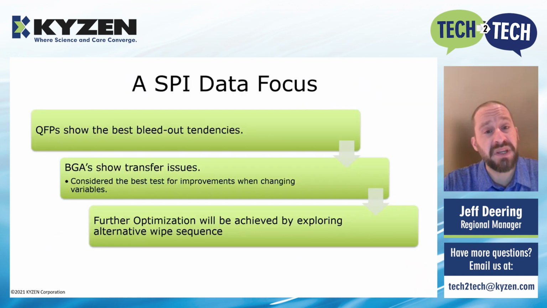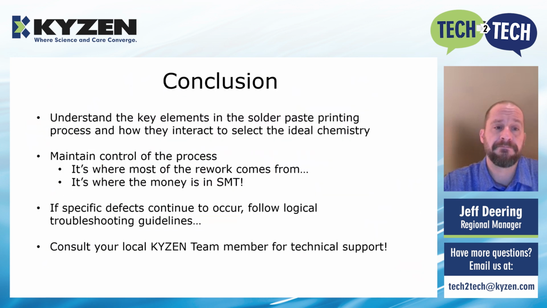When it comes to SPI testing, we need to keep in mind 2 things. QFPs show the best bleed out tendencies, and BGAs show the transfer issues. BGAs are considered the best test for improvements when changing variables, and if further optimization is needed, it can be achieved by exploring alternative wipe sequences.